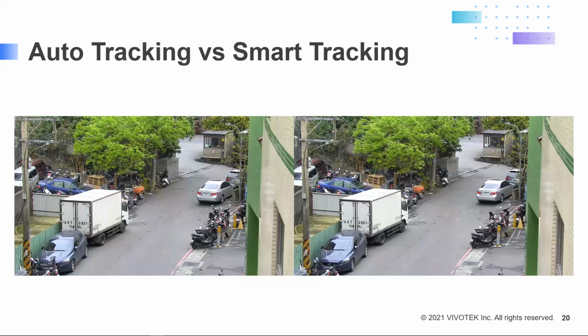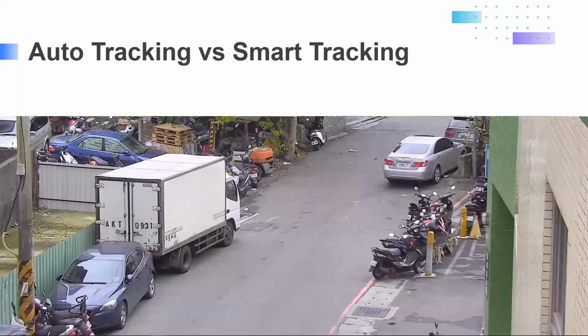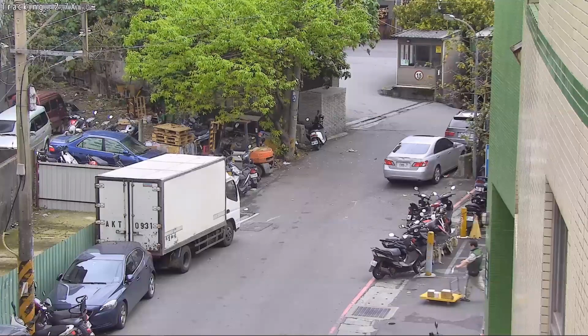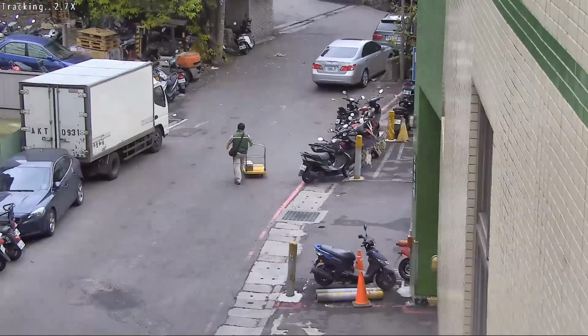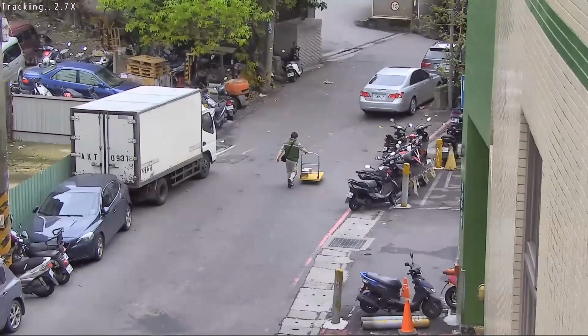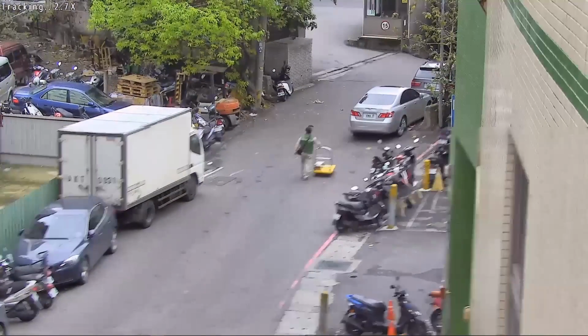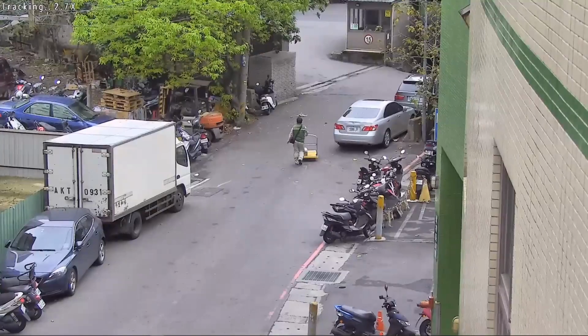Let me show you the difference between auto tracking and smart tracking. Right here on the left is a video of the auto tracking working. Okay, so we're gonna see a moving object and it's gonna follow it. Now keep in mind that auto tracking is just for following any object that's larger than the minimum size that you designated whenever you set it up.